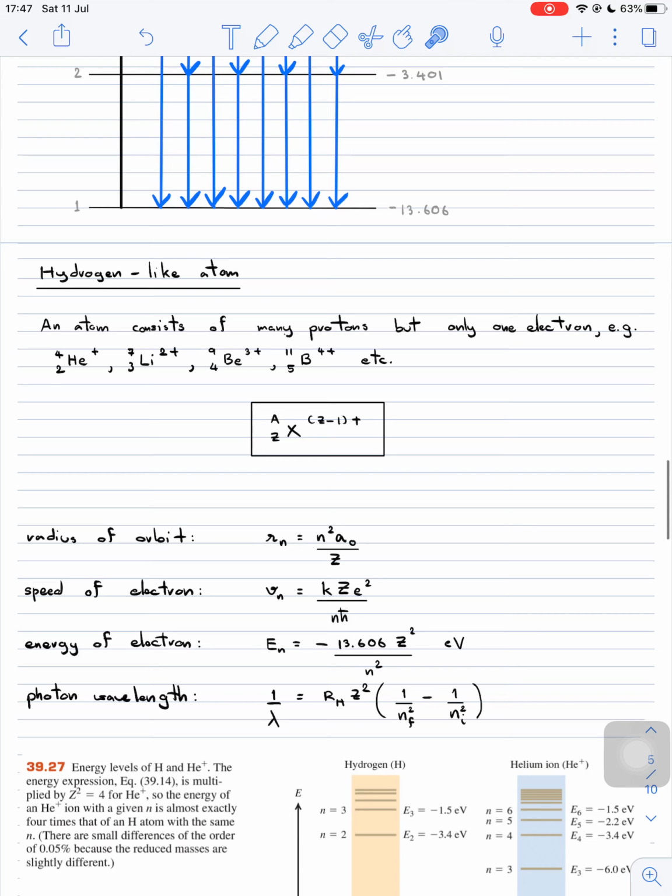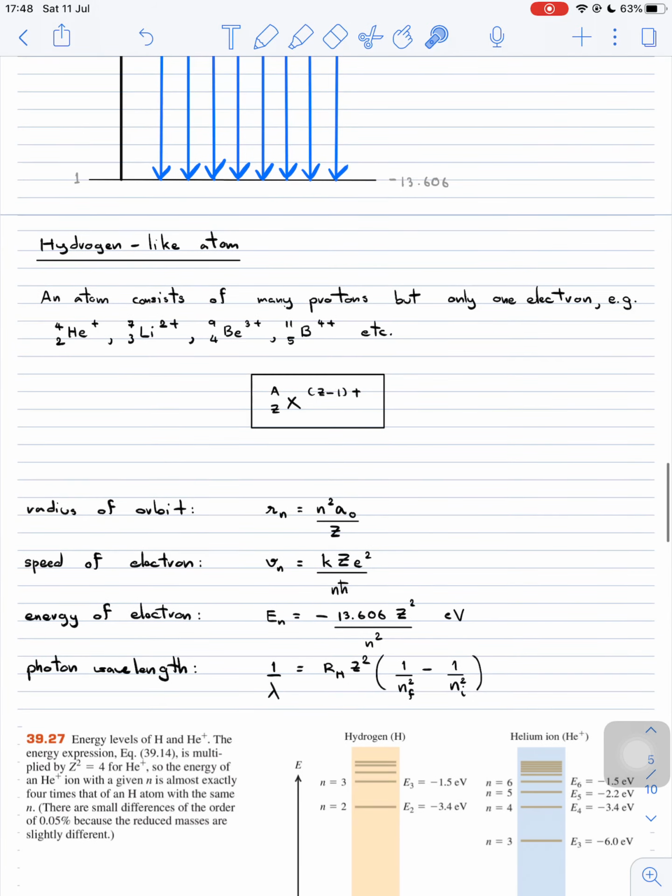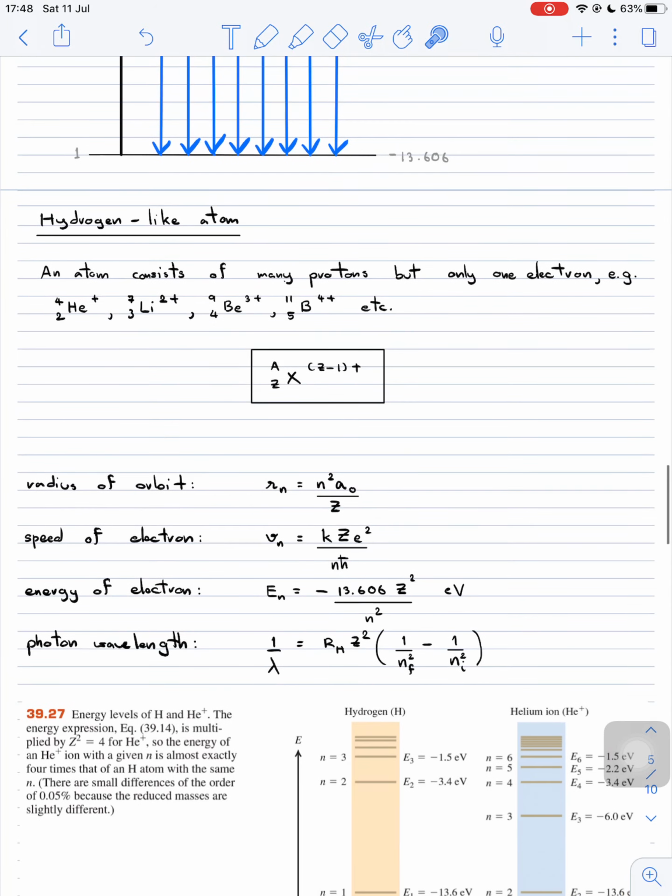So let's talk about the hydrogen-like atom. It's an atom that consists of many protons, but only has one electron. For example, we have the ion of helium. In this case, you can see that we have 2 protons, but only one electron. It means that the charge of this ion is just going to be plus e.